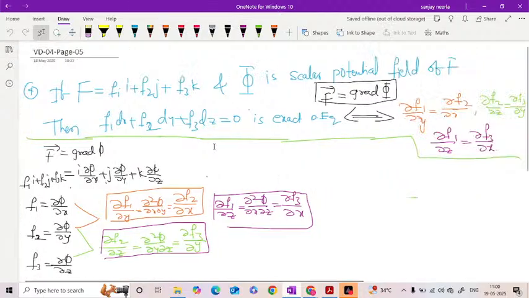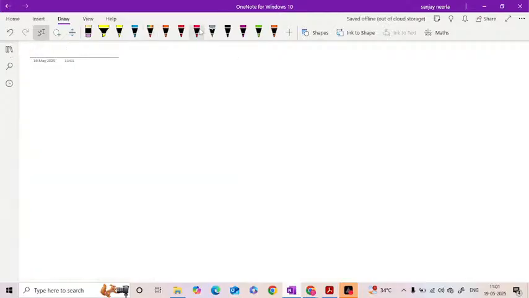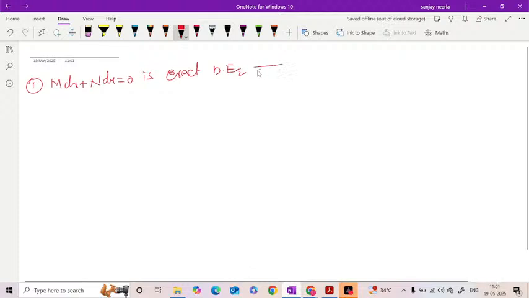The fourth property is the necessary and sufficient condition for the exact differential equation. In two variables, I will write here the statement: what is the necessary and sufficient condition for the exact differential equation M dx plus N dy is equal to 0 to be exact? Then definitely dou M by dou y is equal to dou N by dou x.